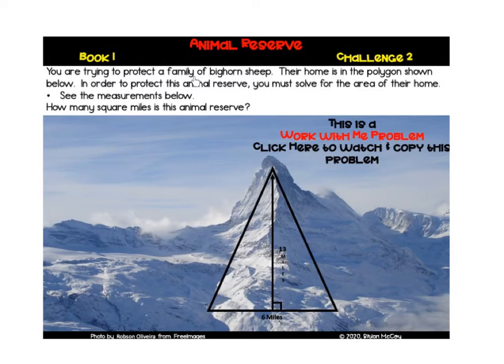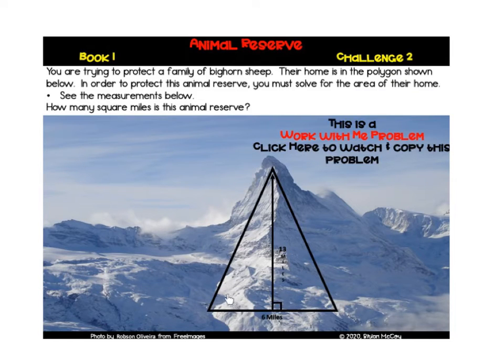You are trying to protect a family of bighorn sheep. That is very nice of you, my friend. Their home is in the polygon area shown below, and that is this triangle right here, this triangular area in this mountain. In order to protect this animal reserve, you must solve the area for their home. You're going to see the measurements below. How many square miles is this animal reserve?